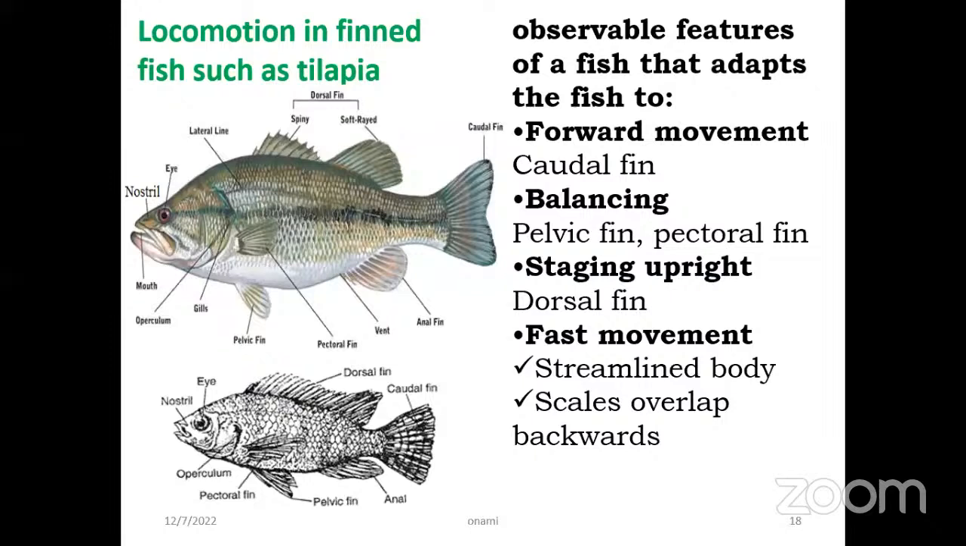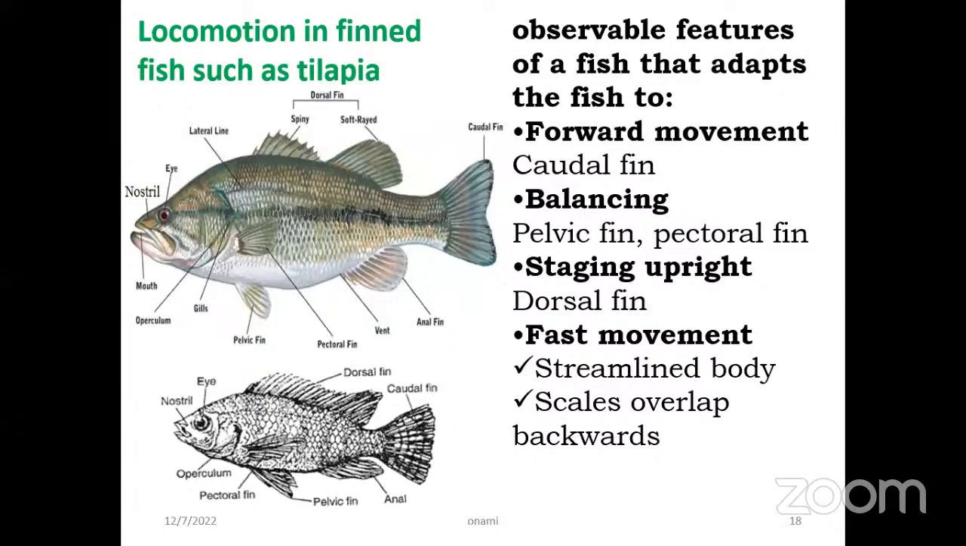Okay, so equivalent to the hands on the fish, we have the pectoral fin. So it's closer to the opercula. Then below and slightly behind, we have the pelvic fin, which again is equivalent to our legs, and there are two. So the pectoral, there are two, one on the left side, the other one on the right side.